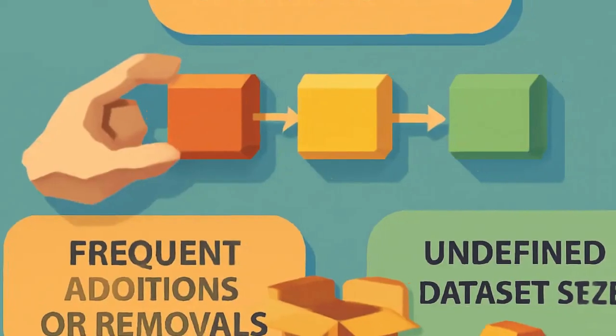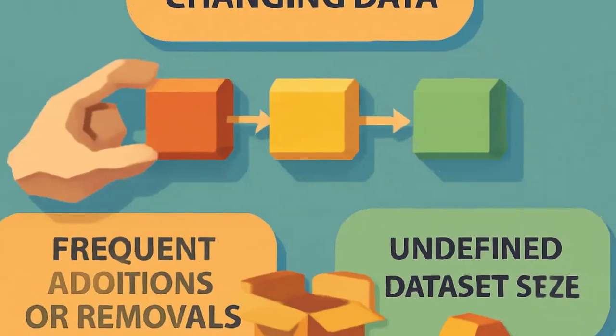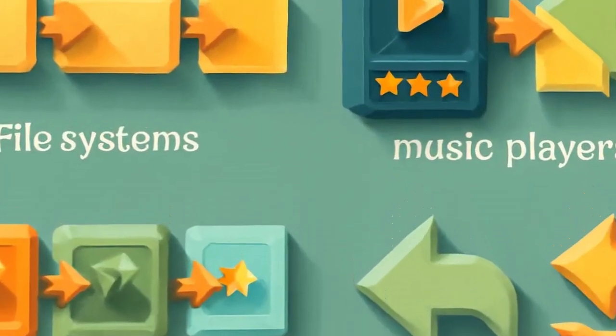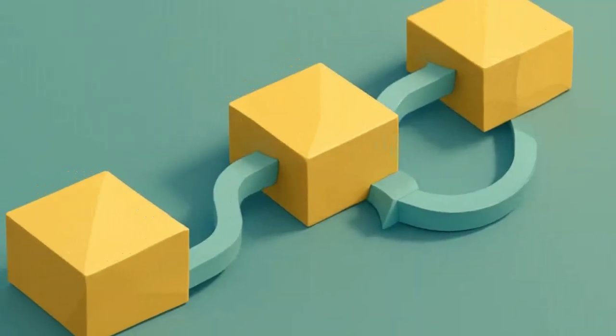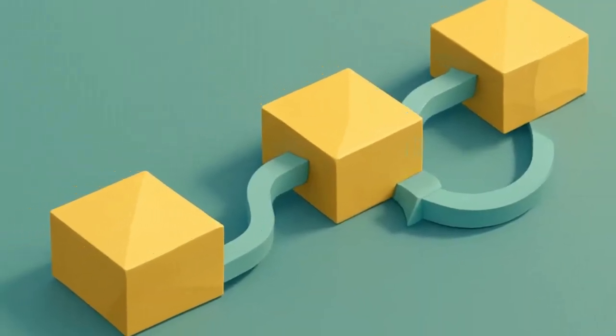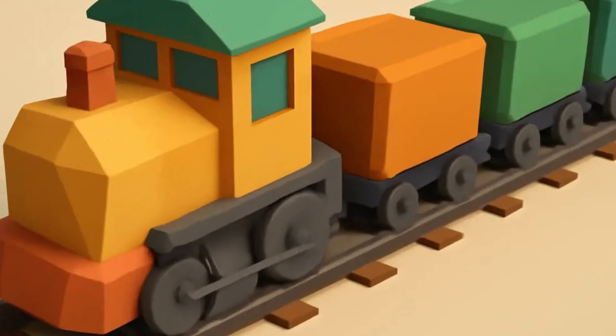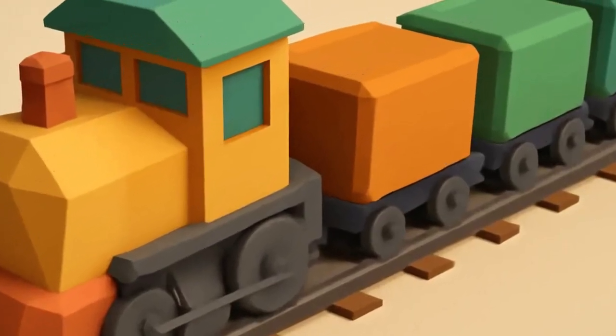So when should you use a linked list? When data is constantly changing, when you need to add or remove items often, when you don't know the final size of your data set. You'll see linked lists in file systems, music players, image galleries, even undo-redo features in software. They're dynamic, memory efficient, and built for flexibility.